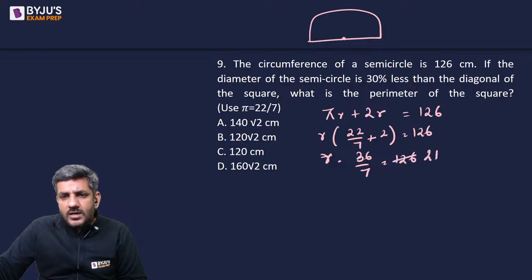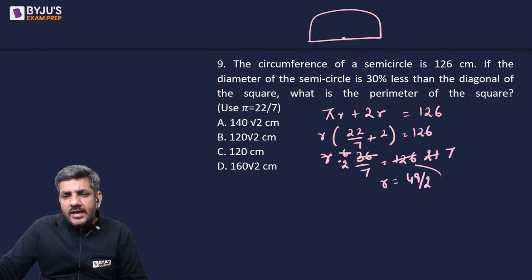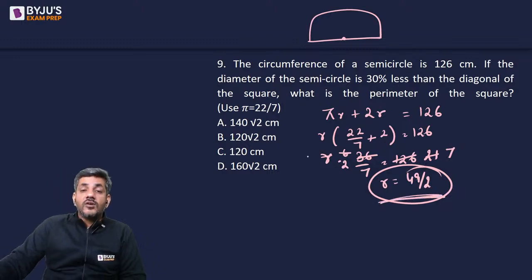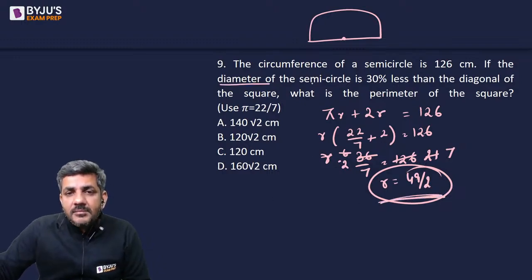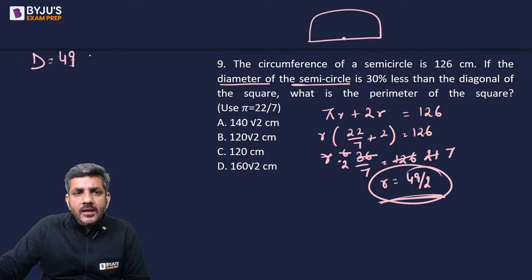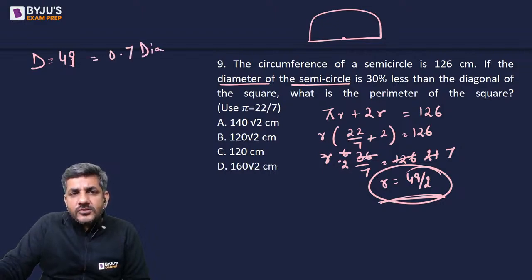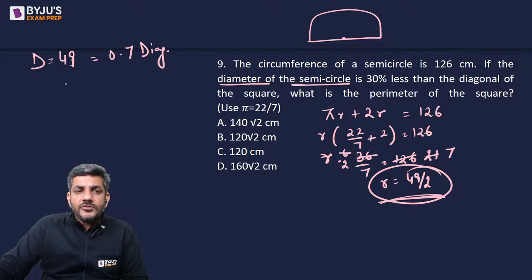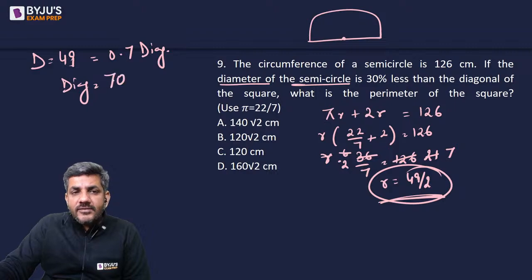6 से कैंसल आउट हो रहा है 21 पे, 6 पे, 3 से कैंसल आउट हो रहा है 2 पे और 7 पे. I get r is equal to 49 by 2. He says diameter of the semicircle. If r is 49 by 2, diameter of the semicircle is 49, double of radius, and it is 30% less than diagonal of the square. So can I say diagonal of the square is 49 by 0.7, which is 70?